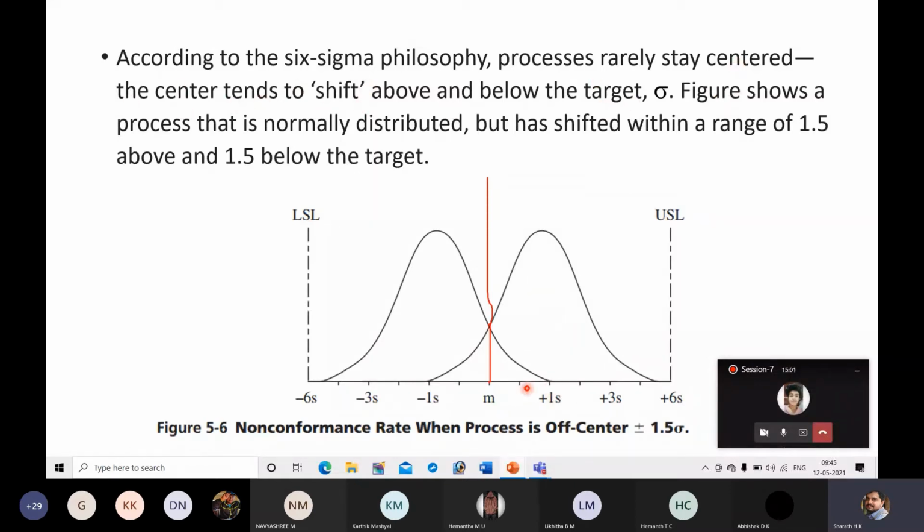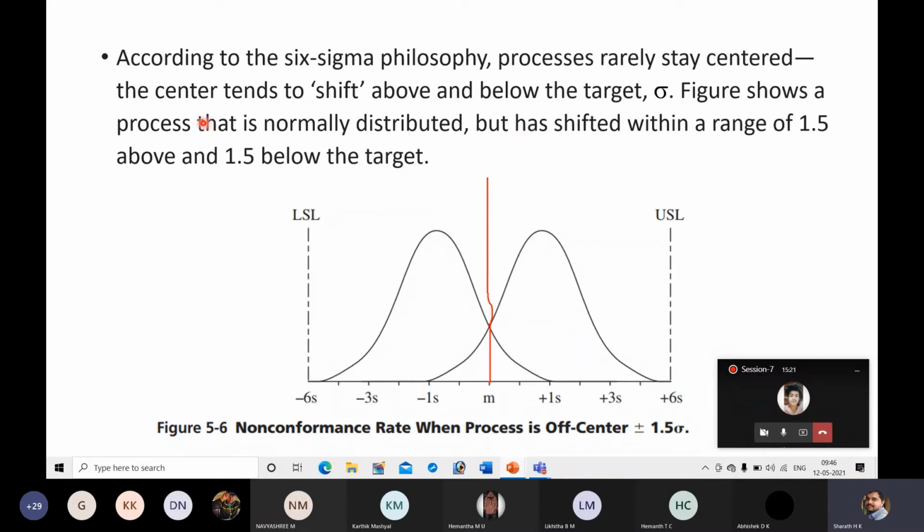So here it is above. This is the actual mean. Here we should get the peak, but it is towards the right. If it is towards the right, then it has shifted above. If it is towards the left, it has shifted below.